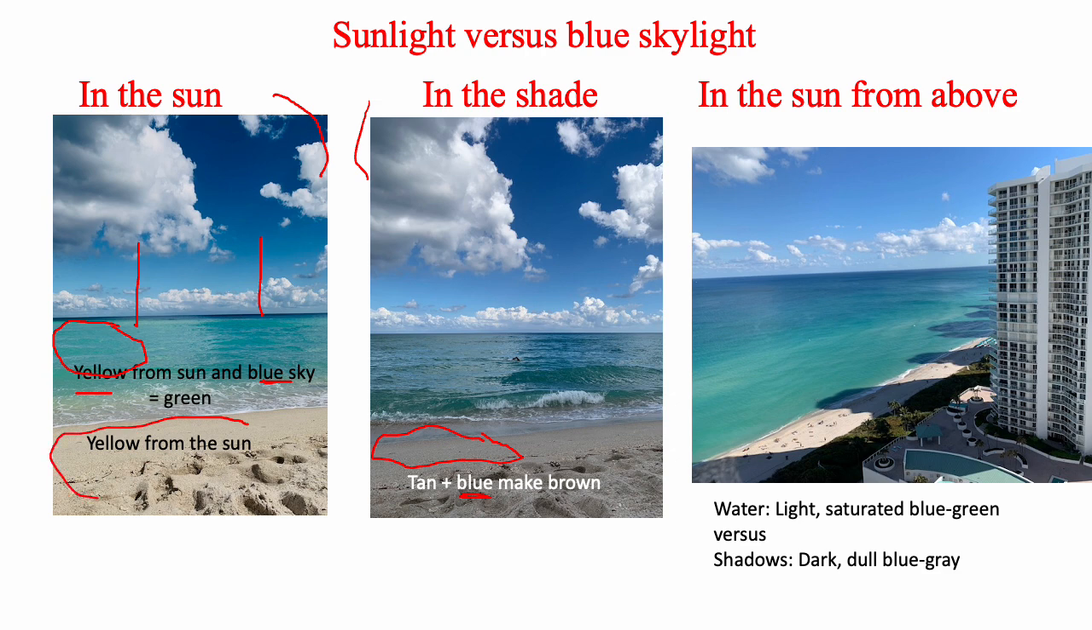Here, the tan looks more yellow because it's hit by the yellow sun, and there are no blue tinges because the sunlight is so much more powerful than the blue skylight that it eliminates any blue in the light area. So we have a contrast between the water, which is a light saturated blue-green, versus the shadows here, which are dark, dull, and blue-gray. So we have value contrasts, saturation contrasts, and some color contrasts.